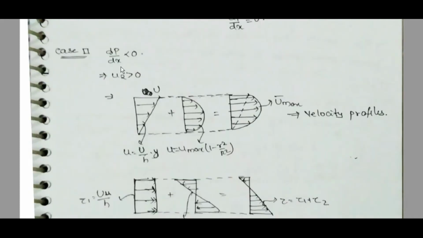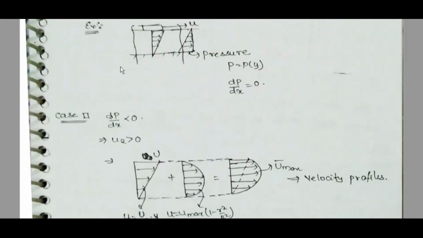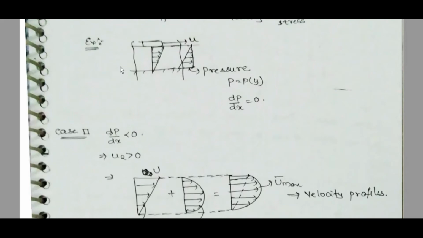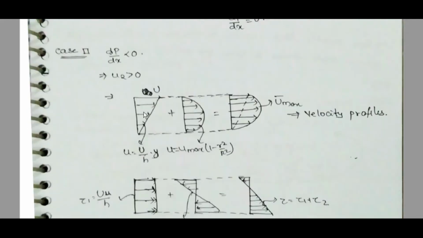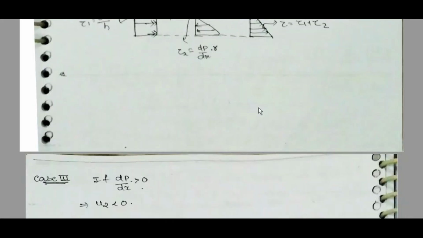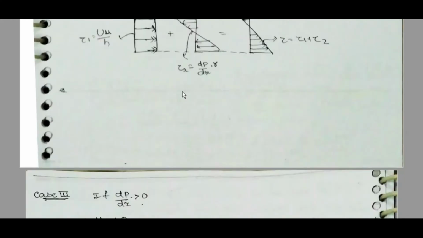Case 2: dP by dx less than 0, u2 greater than 0. Then the velocity profile is a combination of this and this, and it will look like this. Here u max occurs at some point in the velocity profile. Tau is equal to mu U by h, and tau is equal to dp by dx into r. Finally, tau is equal to tau 1 plus tau 2, the summation of this and this.